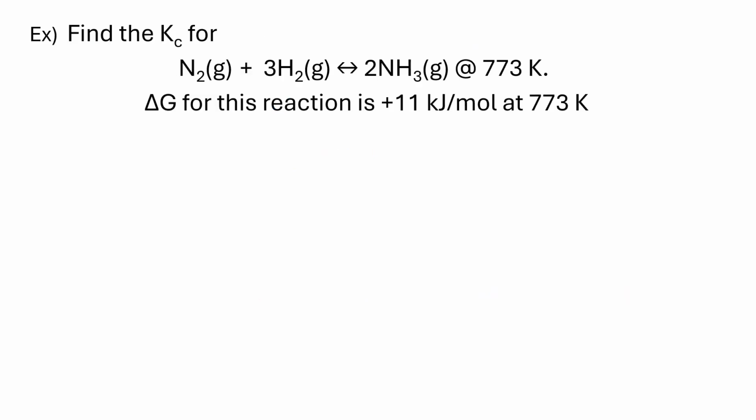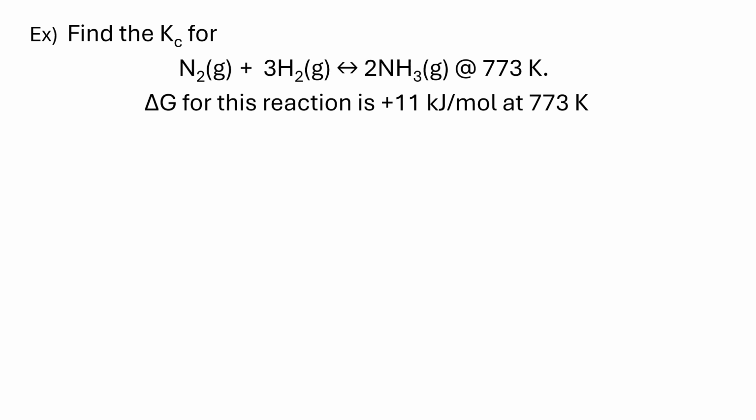All right, let's try one more type of problem. So this time we're just using the same equation, but we're going to use it to find Kc. K, Kc, Kp, it's all the same. We're just trying to find that K value. So here we have the synthesis of ammonia. It's at a very high temperature, 773 kelvins. So let's figure out the Kc for this reaction if the delta G is positive 11 kilojoules per mole at that temperature.